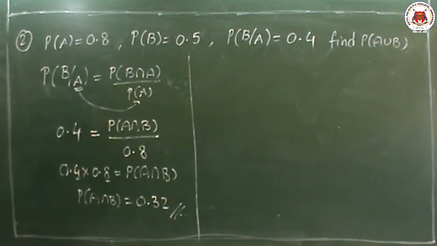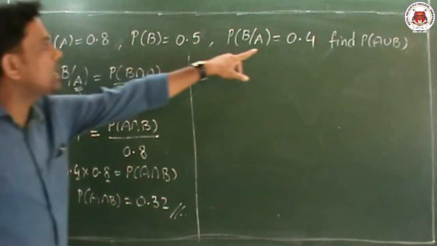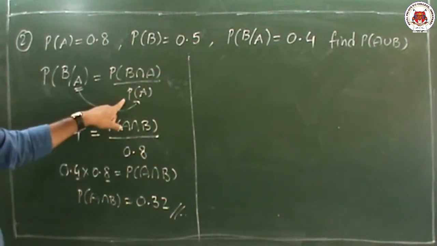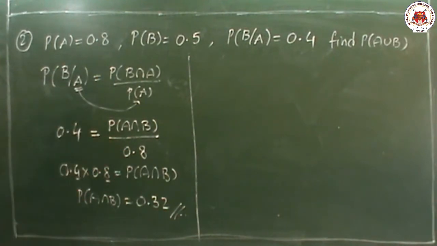Same denominator we have to write, P of A. So P of B by A, answer already given, 0.4. You put here A intersection B, value we don't know, but P of A value we know, it is 0.8. Do the cross multiplication, 0.4 into 0.8: 4 8 32. After point 1 place, after point 1 place, totally 2 places are there after the point.